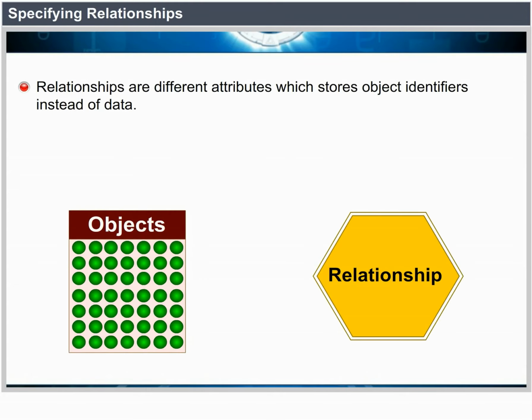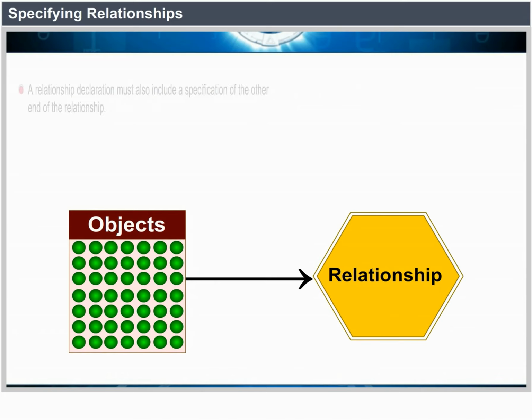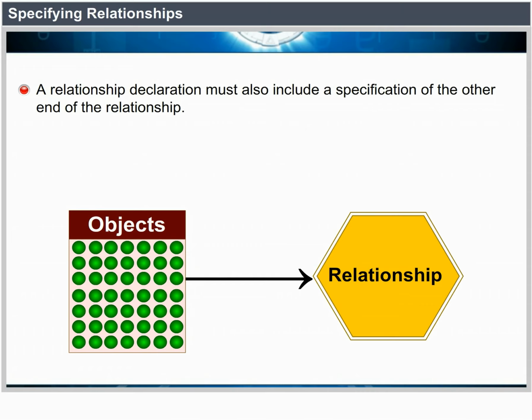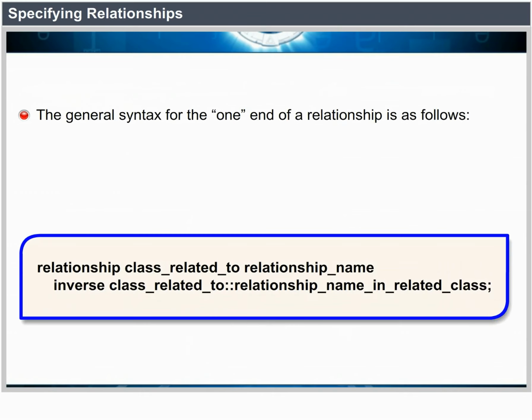Specifying relationships. Relationships are different from attributes in that they store object identifiers rather than data. A relationship declaration must also include a specification of the other end of the relationship. The general syntax for the one end of a relationship is as follows.